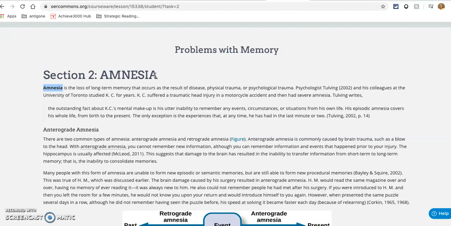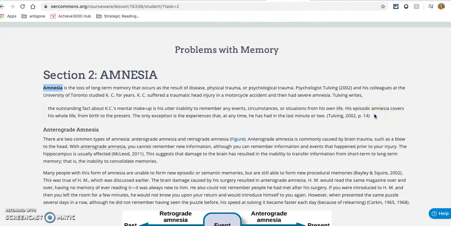So amnesia is a loss of long-term memory that occurs as the result of disease, physical trauma, or psychological trauma. Psychologist Tulving, 2002, and his colleagues at the University of Toronto studied KC for years. KC suffered a traumatic head injury in a motorcycle accident and then had severe amnesia. Tulving writes, "The outstanding fact about KC's mental makeup is his utter inability to remember any events, circumstances, or situations from his own life. His episodic amnesia covers his whole life from birth to the present. The only exception is the experiences that at any time he has had in the last minute or two."